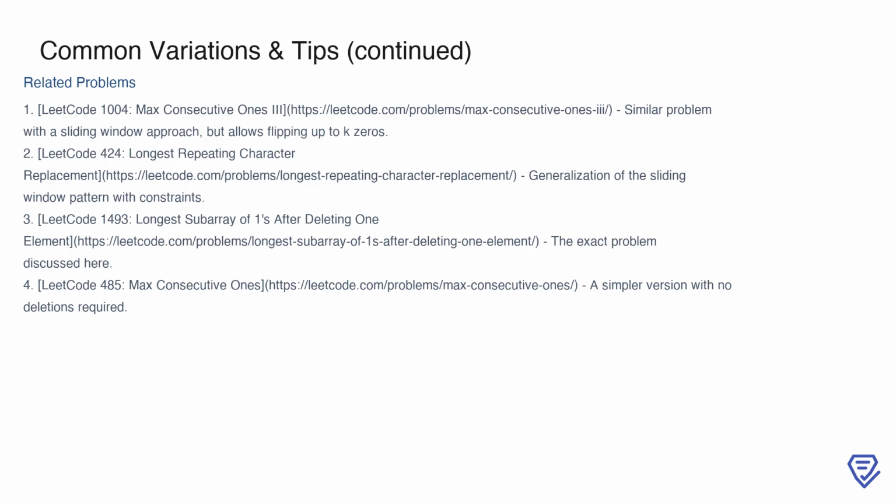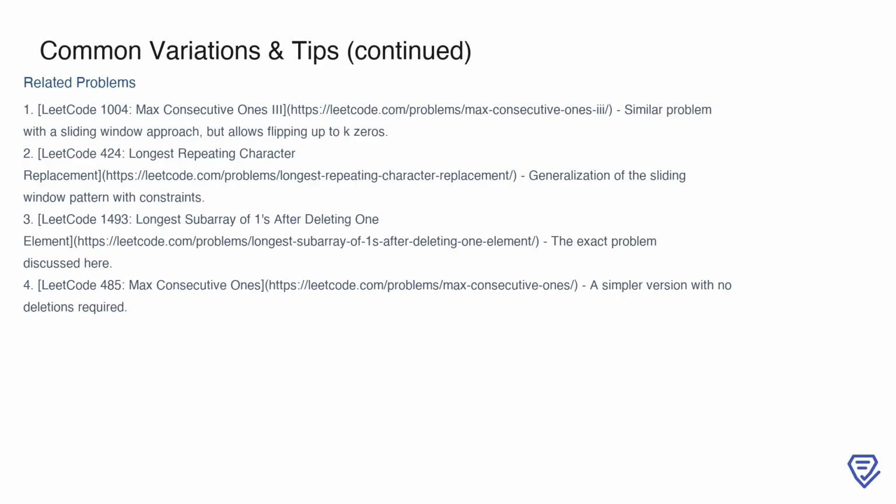There are several related problems that share similarities with this one, which can help deepen your understanding of the sliding window technique. For example, LeetCode 1004, Max Consecutive Ones 3, is a similar problem that asks you to find the longest subarray of ones but allows flipping up to k zeros.